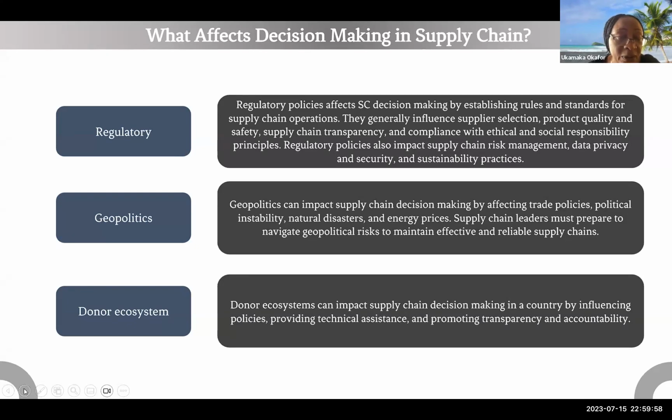Then we also talk about the donor ecosystem. So donor ecosystem can impact supply chain decisions in a country by influencing policies, providing technical assistance, and promoting transparency and accountability. So when we are making decisions, we also note that there are some people that are donors, and those donors sometimes have their own say in the decisions that we make as supply chain experts.